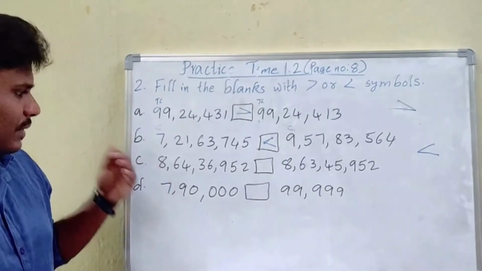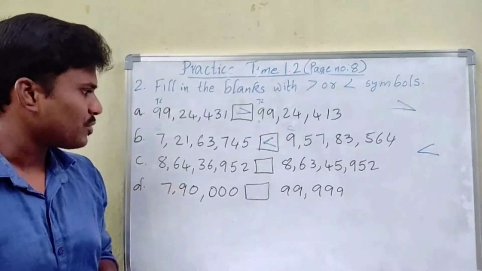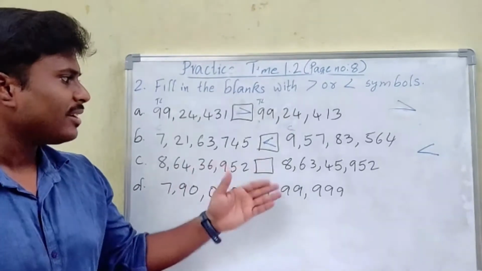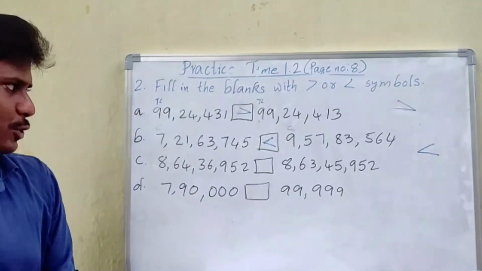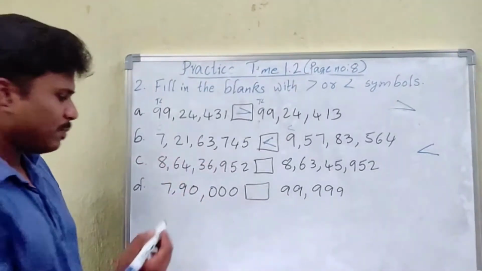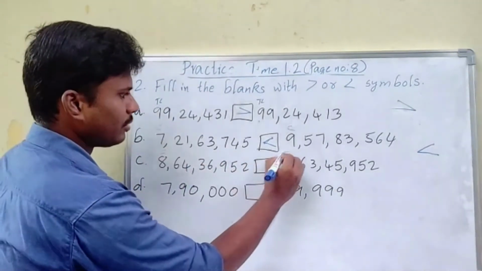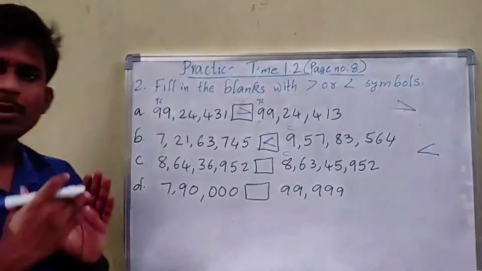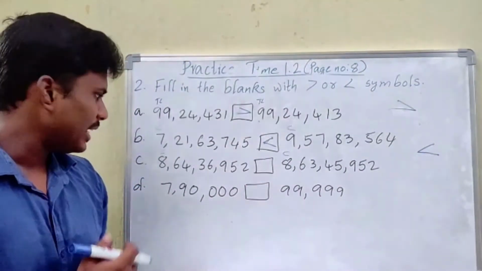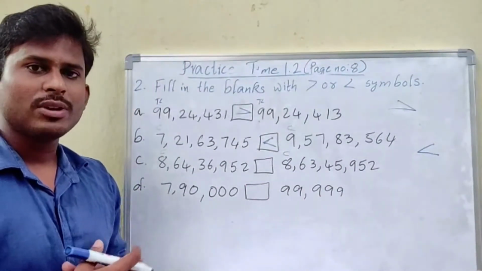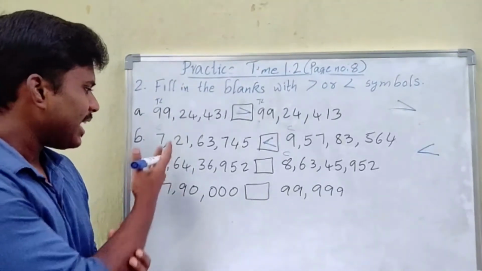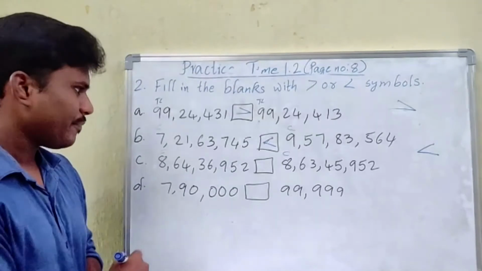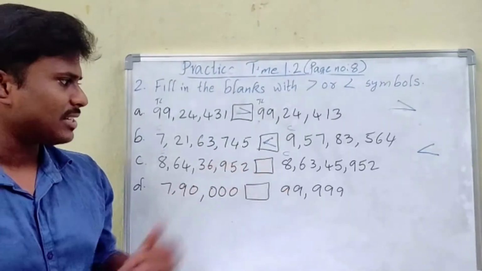8 crore 64 lakh 36,952. Here 8 crore 63 lakh 45,952. The highest place is the crores place. In both crores places we have digit 8. What do we have to do? Go for the next place. Next place means 10 lakhs place. In the 10 lakhs place we have 6 here, and we have 6 here again.